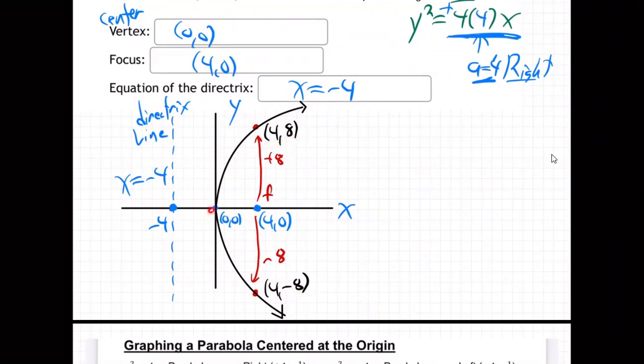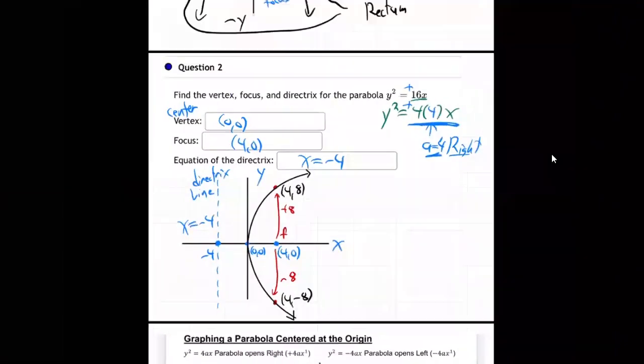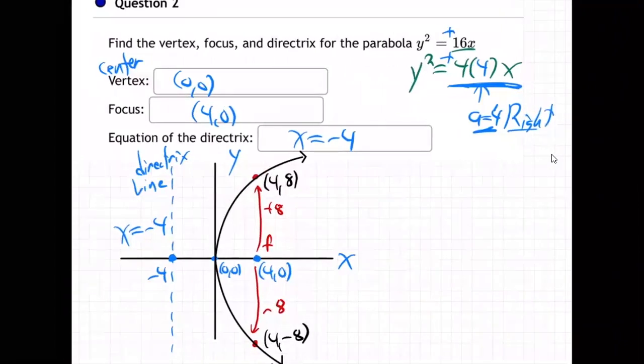And again, how do you find them? You go out to the focus and at that depth, double that. So it was 4 to the focus, so I went 8 and 8, up 8, down 8. And I found the 2 latus rectum points. And so that A is super important. Yeah, that's a good clarifying question. The A is the number next to the 4. I know mine's weird because they're both 4. But A is the number next to the 4. And so there we go.